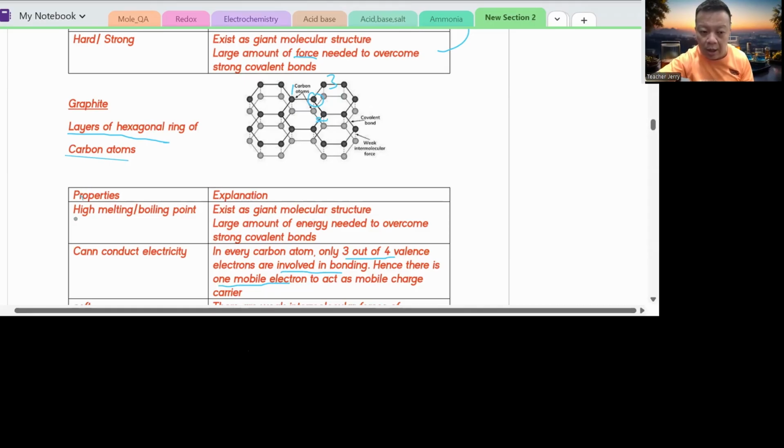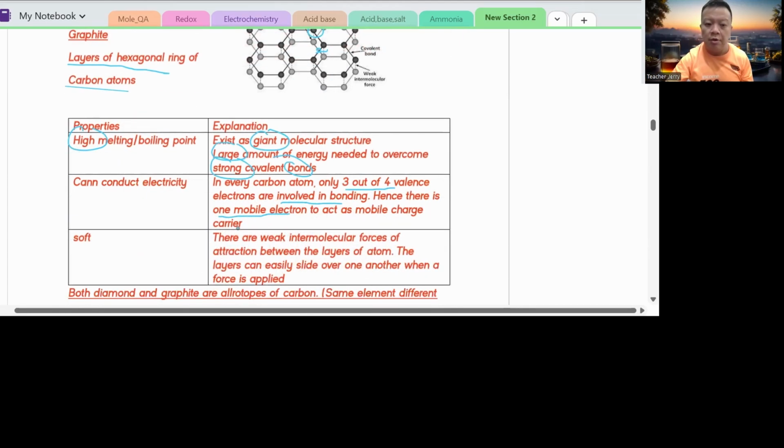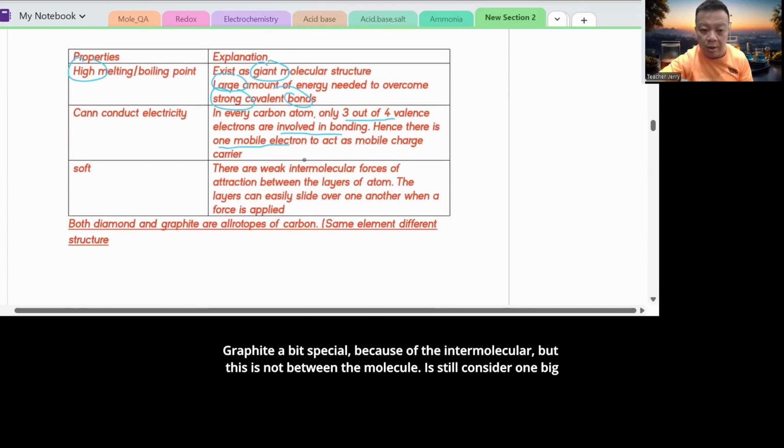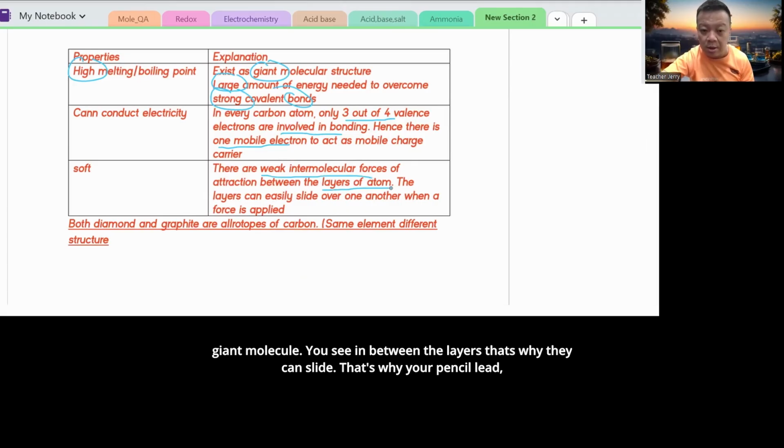High, see the relationship: giant, large amount of bonds, strong bonds. Graphite is a bit special because of the intermolecular forces. But this one is not between molecules. It's still considered one big giant molecule. We say it's between the layers. That's why they can slide. That's why your pencil lead works.